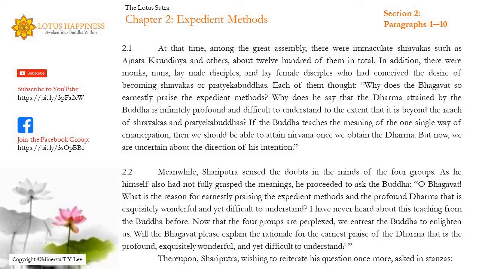At that time, among the great assembly, there were immaculate Shravakas such as Ajnata Kondinya and others, about 1,200 of them in total. In addition, there were monks, nuns, lay male disciples, and lay female disciples who had conceived the desire of becoming Shravakas or Prayika Buddhas. Each of them thought, why does the Bhagavath so earnestly praise the expedient methods? Why does he say that the Dharma attained by the Buddha is infinitely profound and difficult to understand to the extent that it is beyond the reach of Shravakas and Prayika Buddhas?